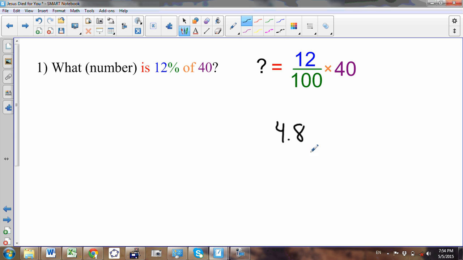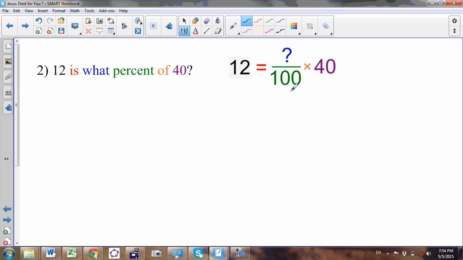If you can't tell that 12 divided by 100 times 40 is 4.8. Now, this one is a little less straightforward because the unknown number is over here, so we're going to have to perform some algebra in disguise. What we do is we start with this unknown quantity. Now, this unknown quantity is being divided by 100. So we divide that unknown quantity by 100.